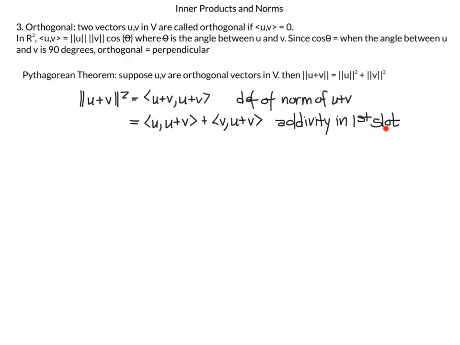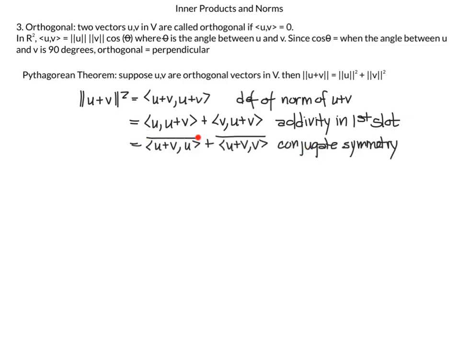And now by additivity in the first slot, this is equal to the inner product of u with u plus v plus the inner product of v with u plus v. By conjugate symmetry, this is equal to the complex conjugate of the inner product of u plus v with u plus the complex conjugate of the inner product of u plus v with v. From there, by additivity in the first slot, this term becomes the complex conjugate of u with u plus the complex conjugate of v with u.